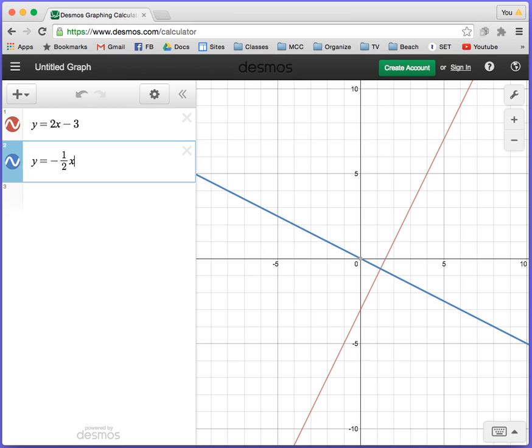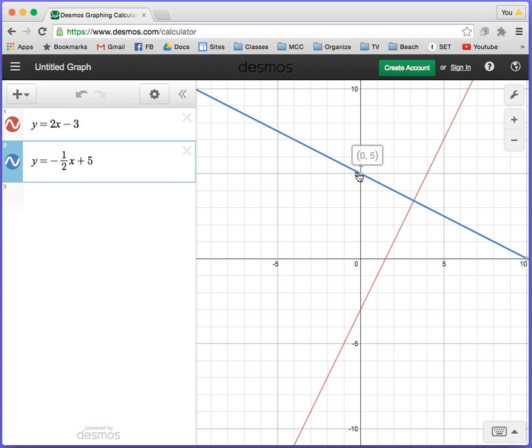Notice that this has a negative slope. The slope is -1/2. It goes through (0, 0). Let's say I wanted to do y equals -1/2 x plus, let's say, 5. There we go. All right, now we have a line y equals -1/2 x plus 5. The y-intercept is (0, 5). The slope is still -1/2, etc.